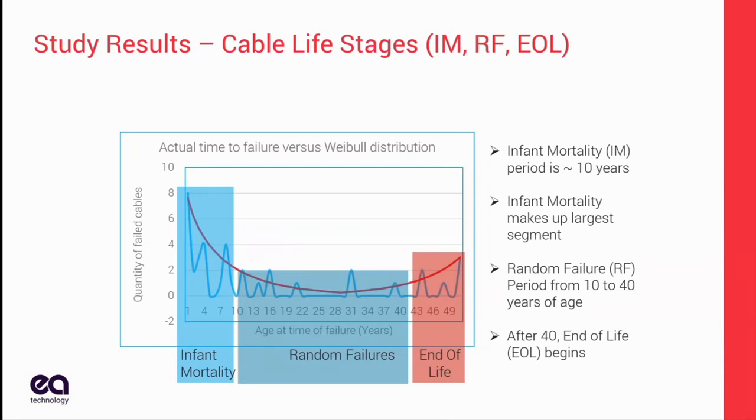Now, all electrical and electronic devices have this type of curve. Infant mortality on some things is 10 seconds, 10 minutes, 10 days. We're looking more at 10 years. Random failures take up the standard cable life, to 40 years. After 40 years, we started to see the failures increase. Makes sense. So a lot of this study just pointed out things we all thought were the case, but we actually had some numbers now.